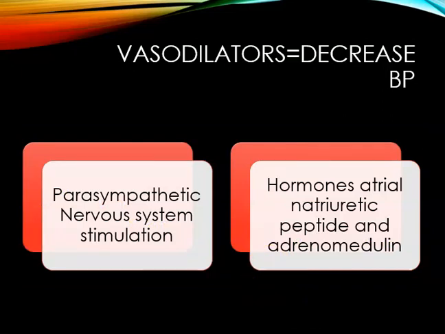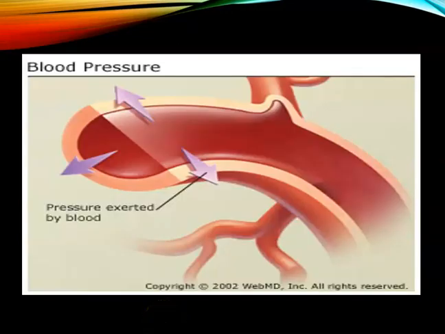Vasodilators, we're looking at the opposite. We're looking to decrease the blood pressure. We've got a couple hormones here. We have ANP, and that's going to promote water excretion and decreasing your blood pressure. And this is a good graphic to help you understand peripheral vascular resistance and how the blood pressure is maintained. So that's the pressure going to be exerted by the blood to keep the vessels open. We want that pressure to be around 80.